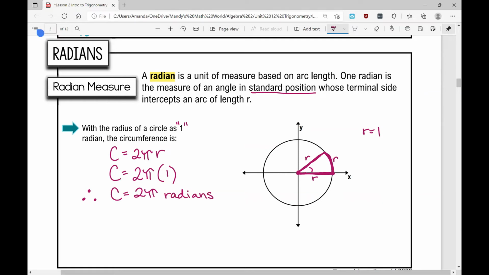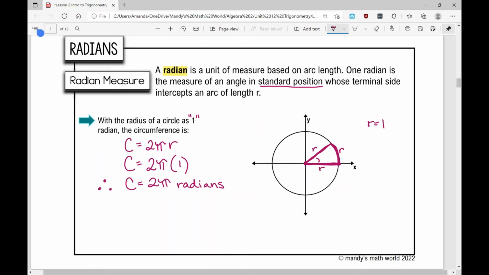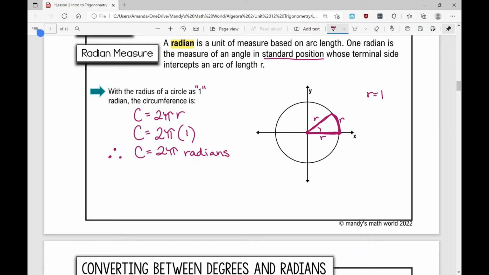So this is just a way that we can show measure on the coordinate plane. All right, we're going to talk about degree measures. In this case, we're talking about radian measures, and it's based on arc length. So how many of these r's go all the way around this circle? 2 pi, which pi is just 3.14. So that's like 2 times 3.14, and so on. It's an irrational number. It never ends and it never repeats.